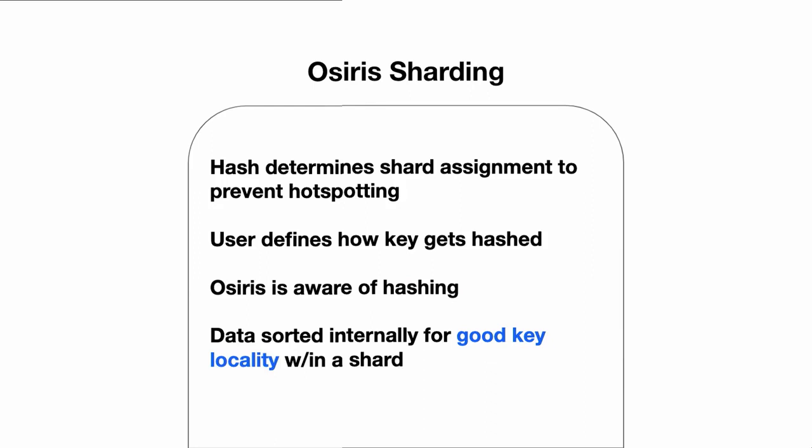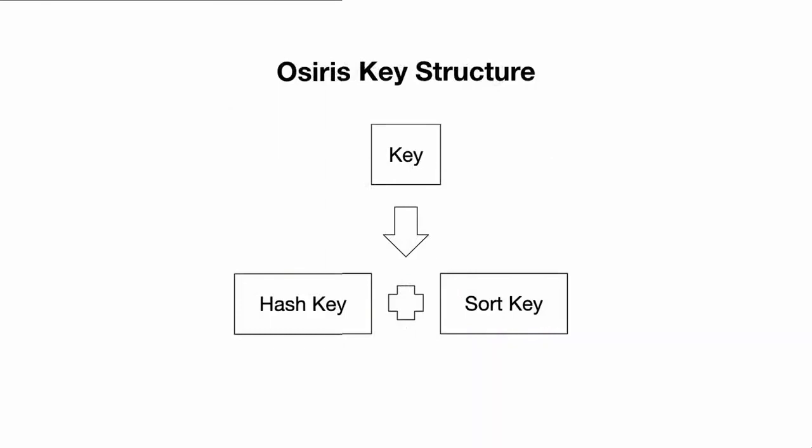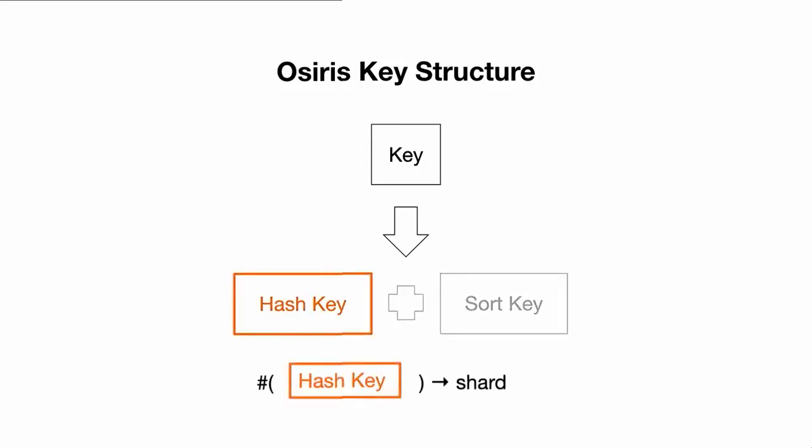So the method we actually use to do this is that in Osiris you have one logical key, but Osiris actually makes you break your key up or split it into two parts, a hash key and a sort key. A hashtag, the hash key box in parentheses, an arrow points to shard. So the hash key is the part of the key Osiris will run through the hash function to determine where your shard lives.